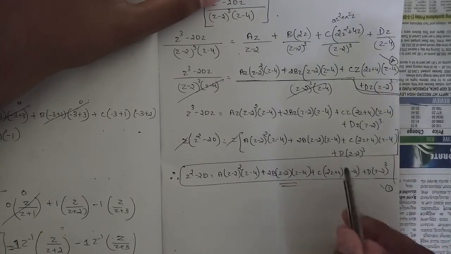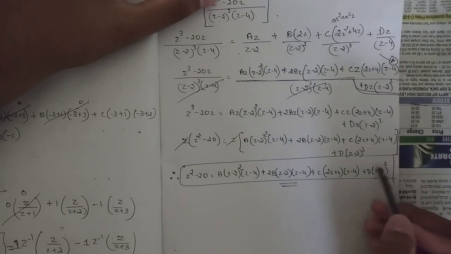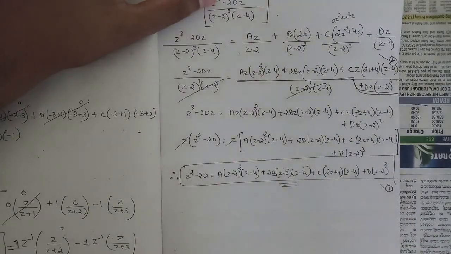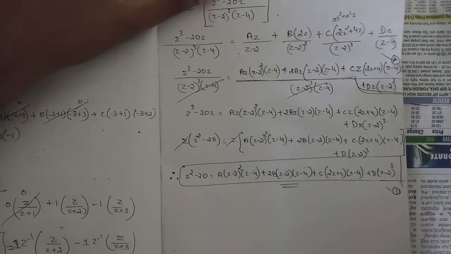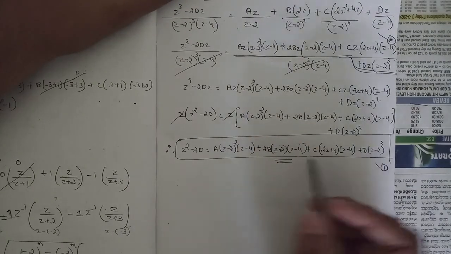Because for C we have 3 terms common here, z minus 2, z minus 2 and z minus 2, and also for D we have 3 terms common, that is z minus 4, z minus 4, z minus 4. So we cannot find the values for A and B. For that we need to compare the coefficients and find it. Okay, so let's solve it. First we'll find the value for C.